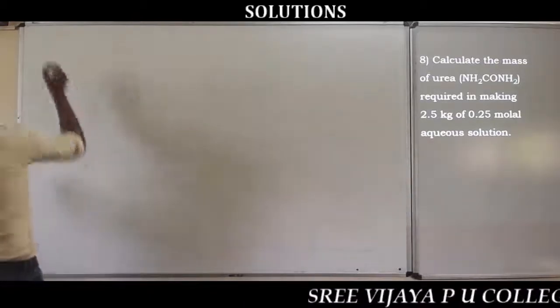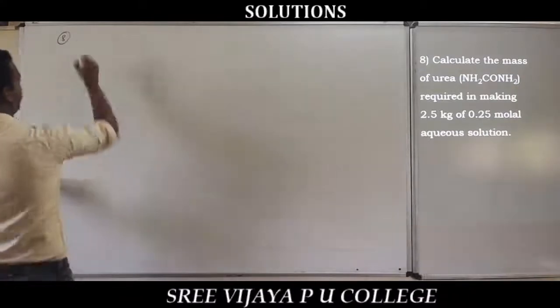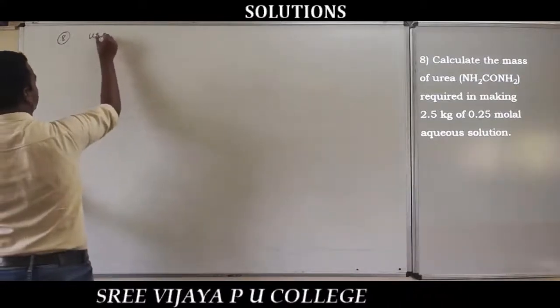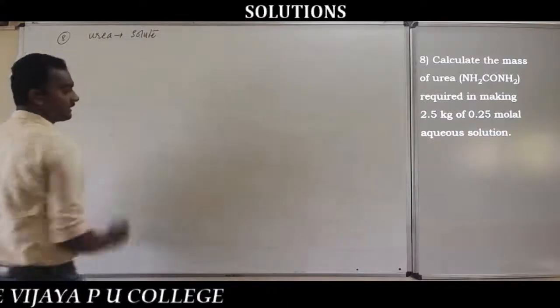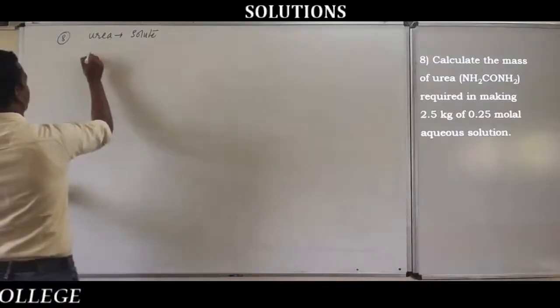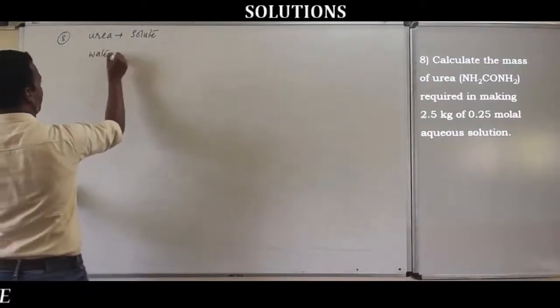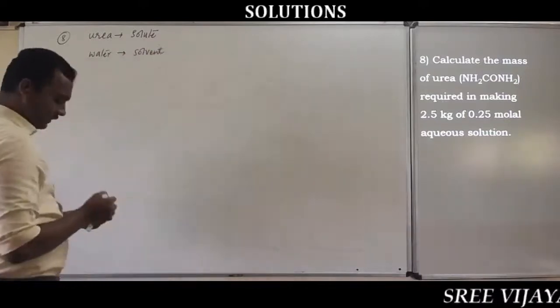So that is question number 8. Calculate the mass of urea. Here urea acts as the solute. The problem says aqueous solution, so water acts as the solvent.